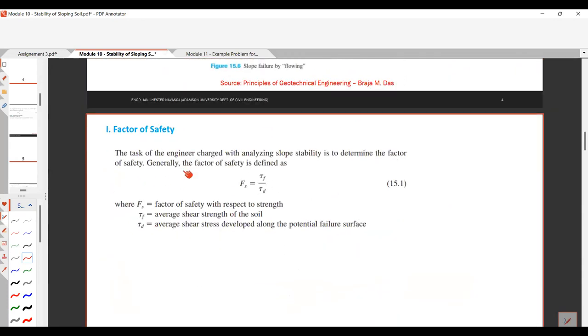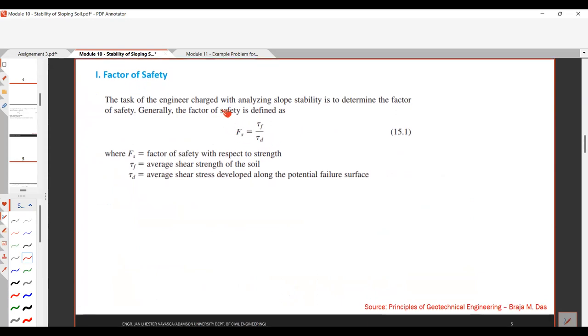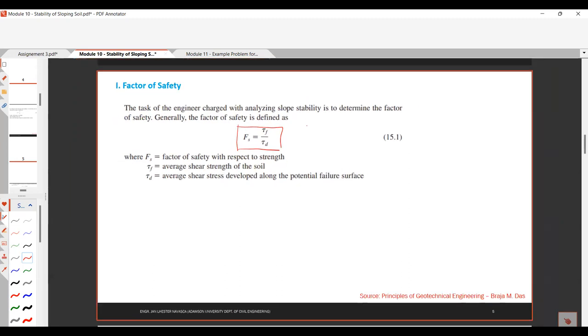Okay, so punta na tayo dun sa calculations. So the factor of safety is a task of an engineer in charge with analyzing the slope stability to determine the factor of safety. So generally, the factor of safety is defined as the ratio of the average shear strength of the soil to the average shear stress developed along the potential failure surface. Okay, so this will be the general formula for the factor of safety against the slope stability of the soil. Okay, so average shear strength of the soil divided by the shear stress developed along the potential surface.